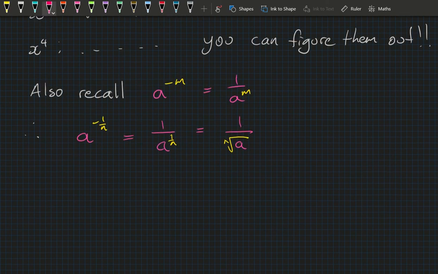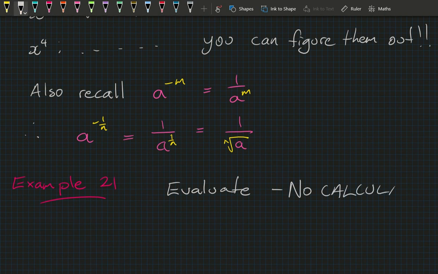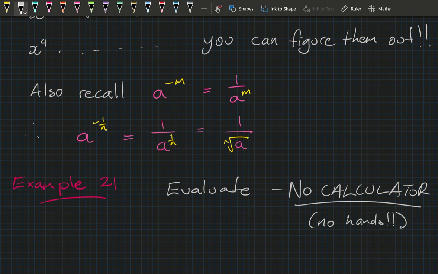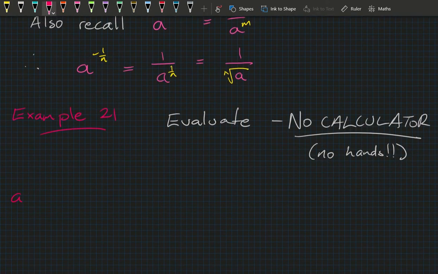So let's jump into example 21, where you're going to evaluate the following, but not using a calculator, which is maybe the mathematical version of no hands. All right, part A, we have 16 raised to the power of a half, which is just equal to the square root of 16, which is 4. Meh, come on, give us a challenge, boys.